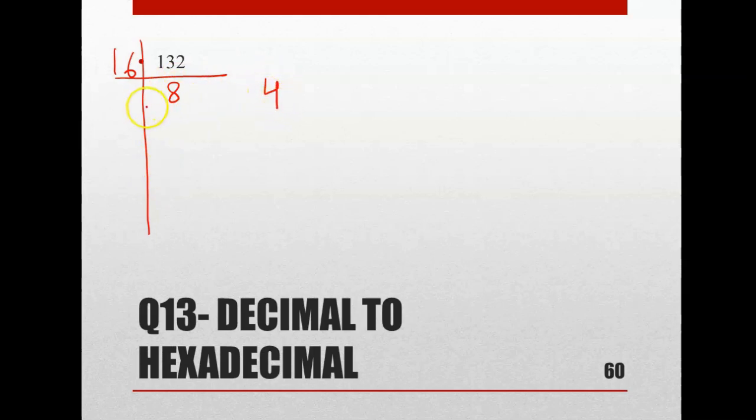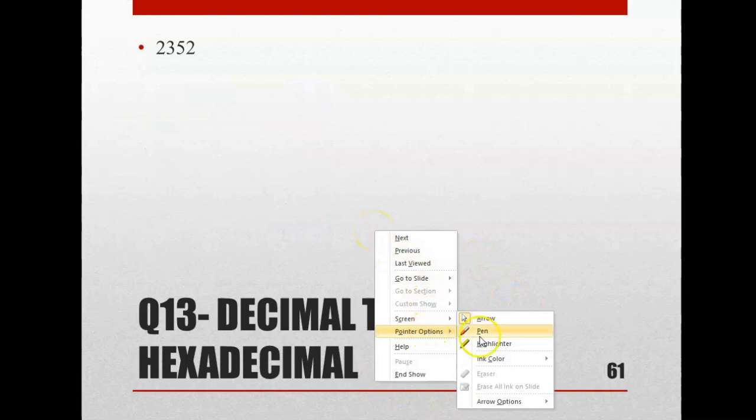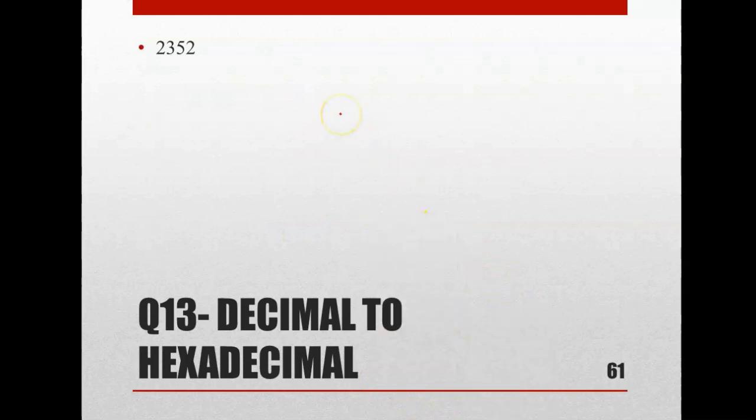So 4 is the remainder, and 8 is not divisible by 16, so this will also be the remainder. Down to up you will write 8 4, and this is in hexadecimal form, base 16, right? So it's quite easy, because the digit was small only, so this looks a little easy. Let us start with the next one.